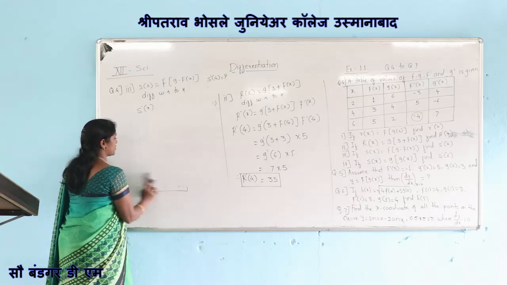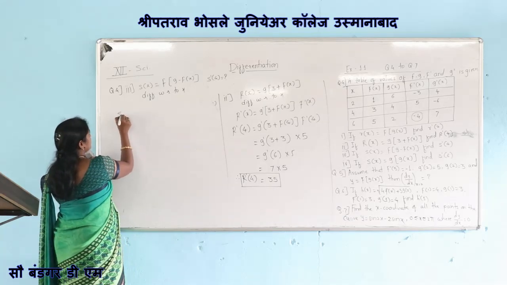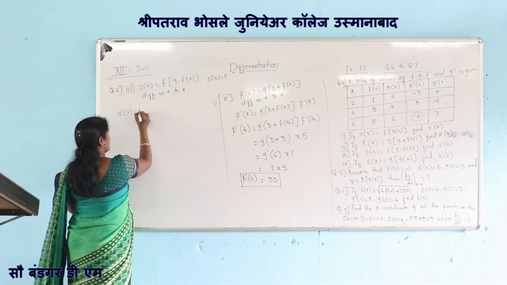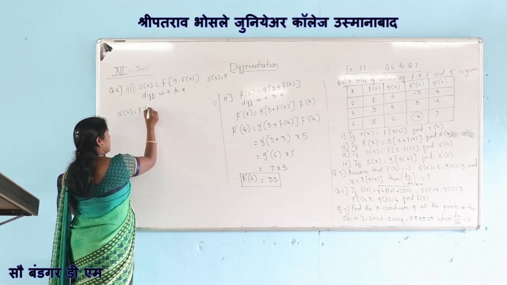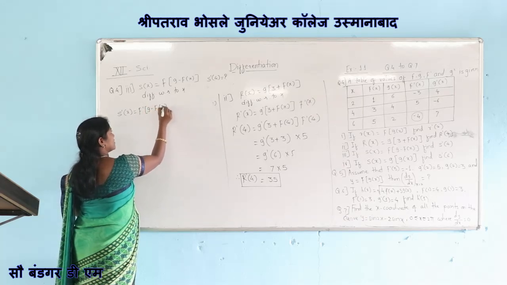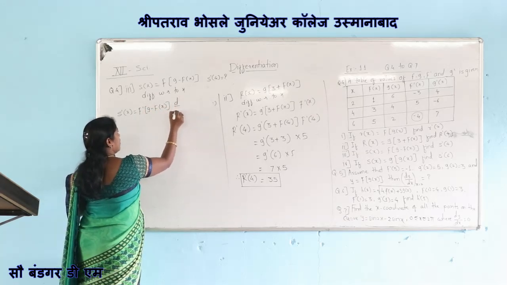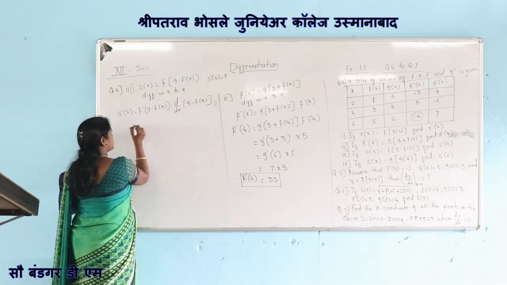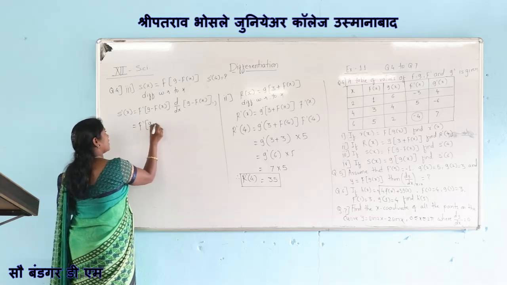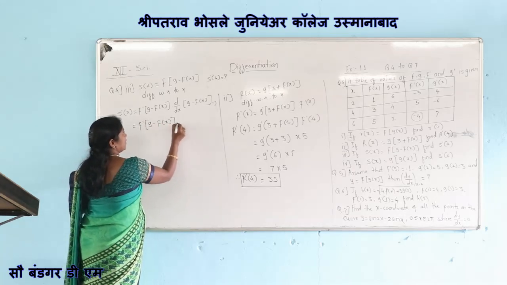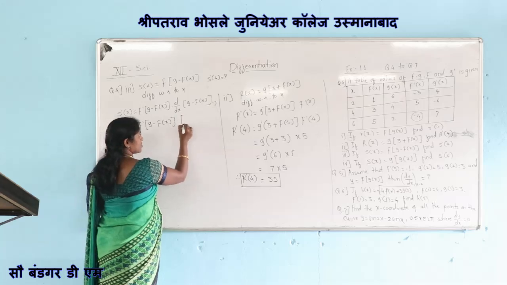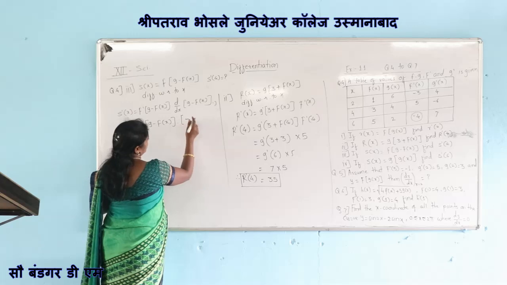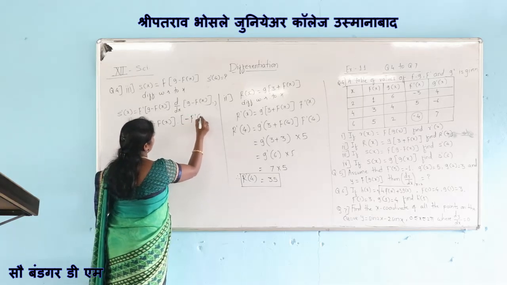S dash of x is equal to the derivative of f of x, f dash of x. So f dash of 9 minus f of x, multiplied by the derivative of 9 minus f of x, is equal to f dash of 9 minus f of x into the derivative of 9, which is a constant so the derivative will be 0, and the derivative of minus f of x, so minus f dash of x.